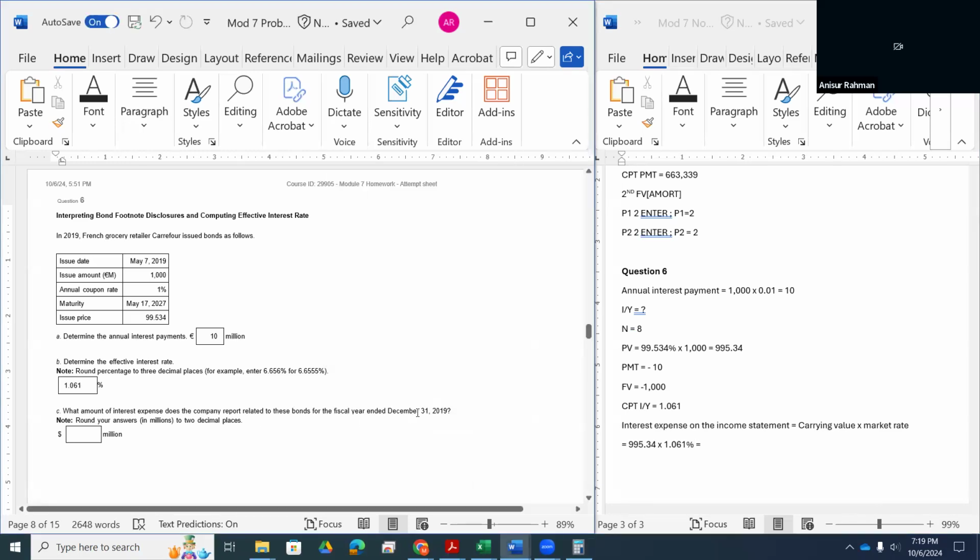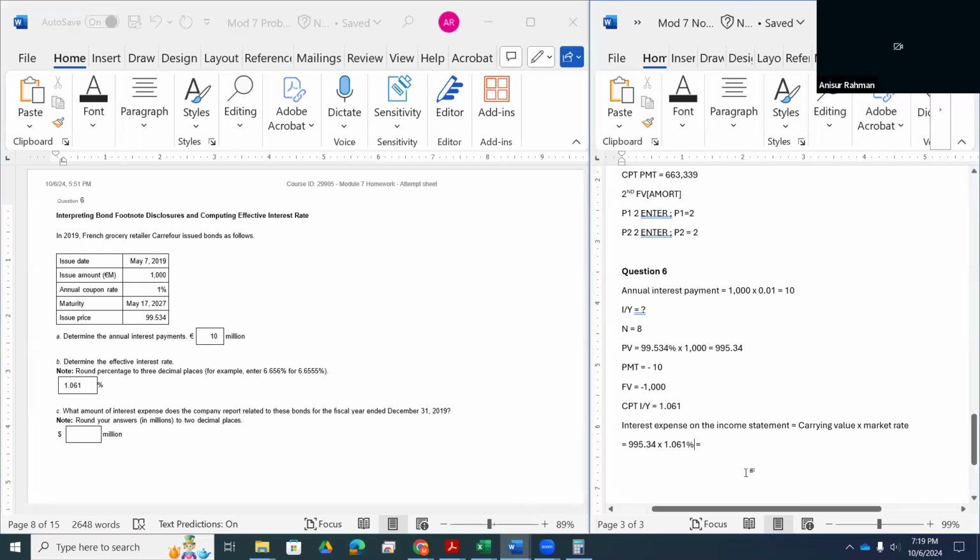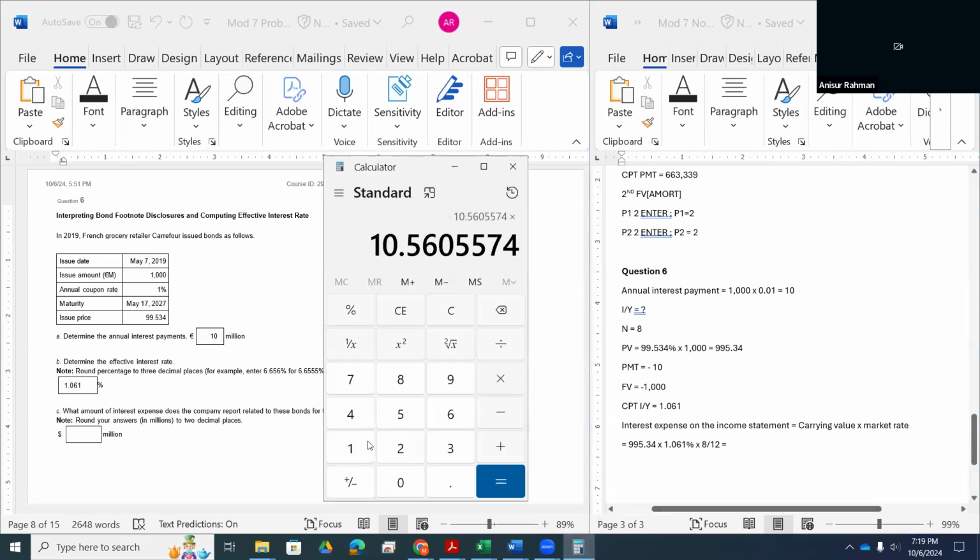Now remember, it is asking year ended December 31st, and it was issued on May 7. So what we are going to do, we'll multiply this by 8 and then divide by 12, because there are 8 months actually during which the bond was outstanding, not the 12 months. So from May to December. So I'll multiply this by 8 and then divide by 12. So it is 7.04.